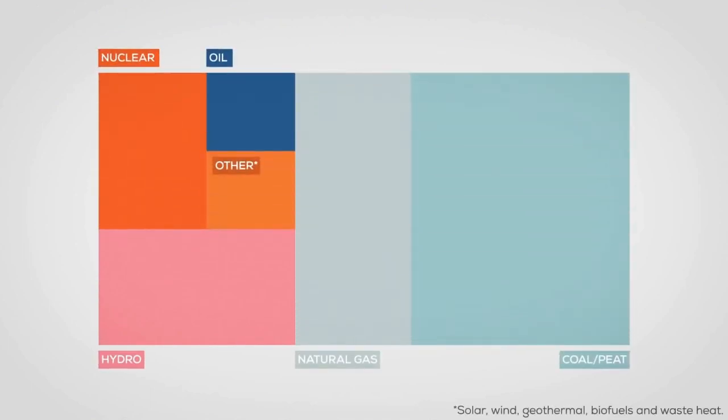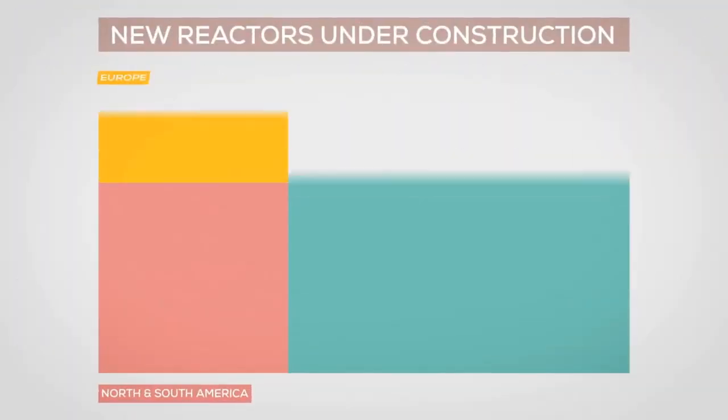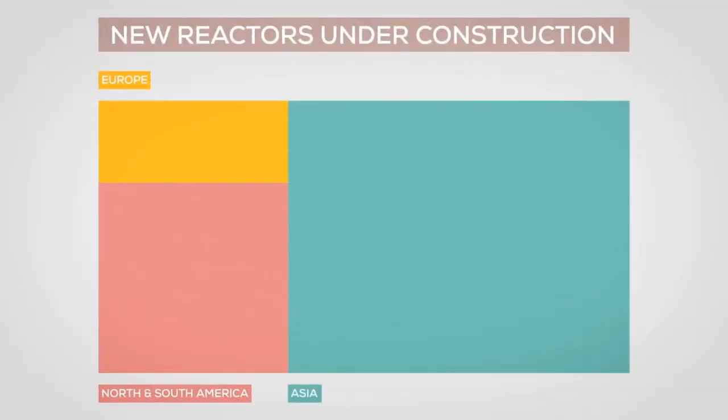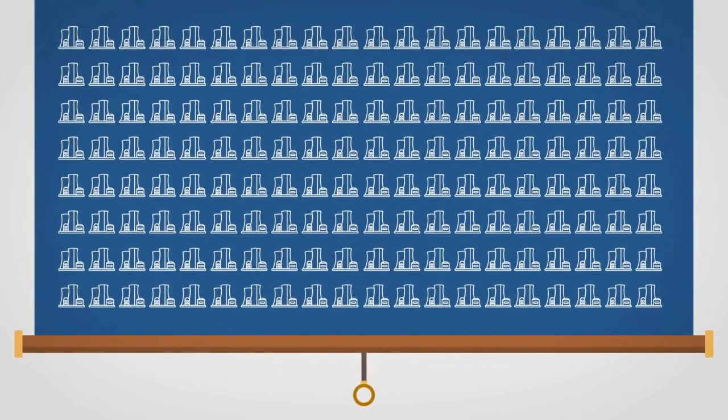Today, nuclear energy meets around 10% of the world's energy demand. There are about 439 nuclear reactors in 31 countries. About 70 new reactors are under construction in 2015, most of them in countries which are growing quickly. All in all, 160 new reactors are planned worldwide.